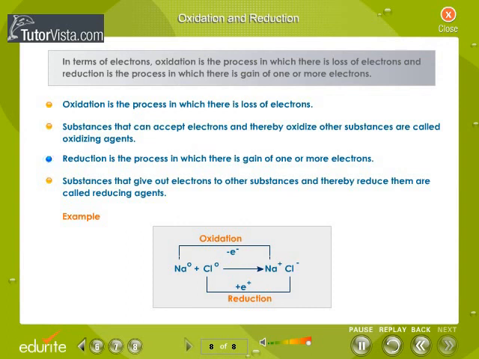Reduction is the process in which there is a gain of one or more electrons. Substances that give out electrons to other substances and thereby reduce them are called reducing agents.